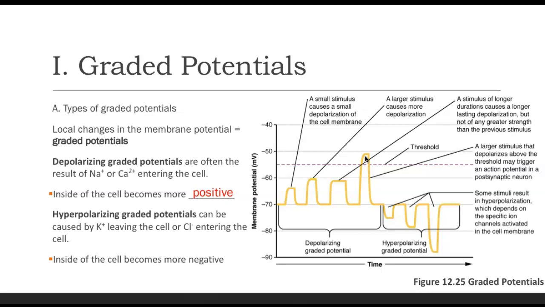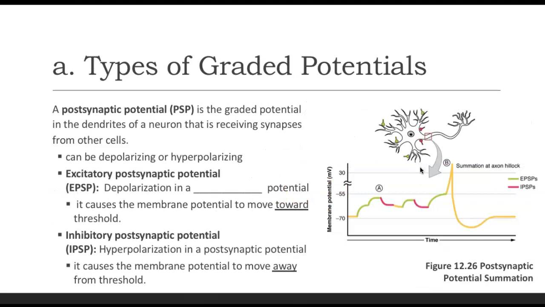Now for our hyperpolarizing graded potentials, these can be caused by potassium leaving the cell or chlorine entering the cell. And the inside of the cell is going to become more negative. So let's go back to our resting membrane potential, and we can see here that we have some stimuli that is resulting in hyperpolarization. And this is going to depend on the specific ion channels activated in the cell membrane and makes it more difficult for us to have a stimulus to allow us to reach threshold for an action potential to take place.